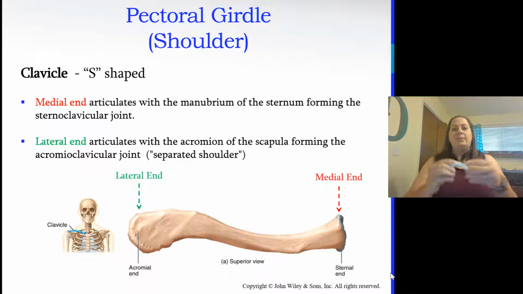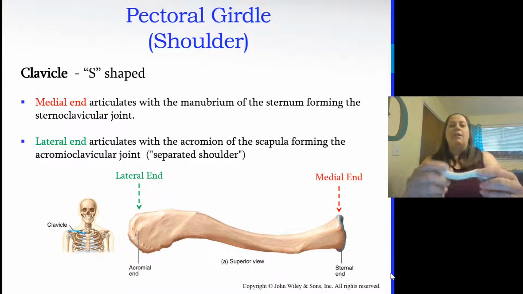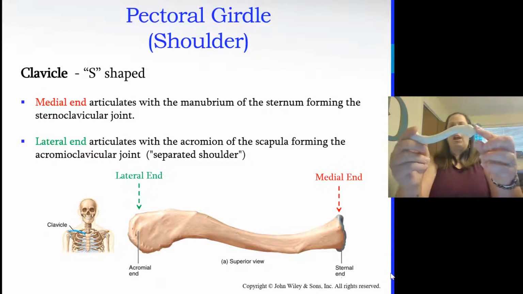Now the clavicle, guys, is more of an S-shaped type of bone. It does have what we call the medial end, which is going to articulate with the manubrium of the sternum. It forms the sternoclavicular joint. So it's going to have this area which goes into the sternum. This is going to be the medial end. The lateral end is going to articulate with the acromion of the scapula, forming what we call the acromioclavicular joint.